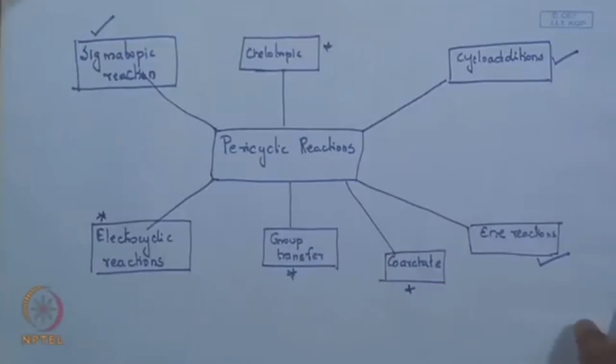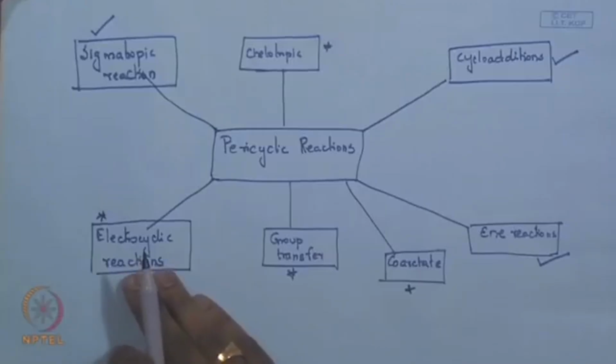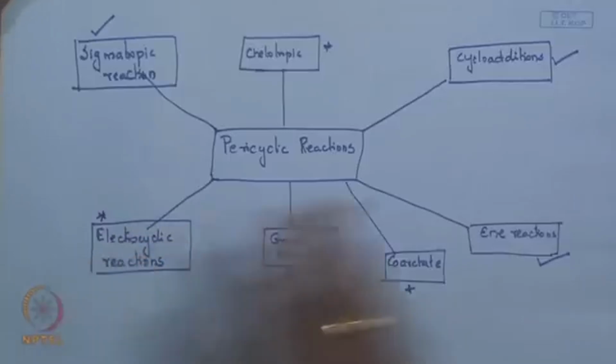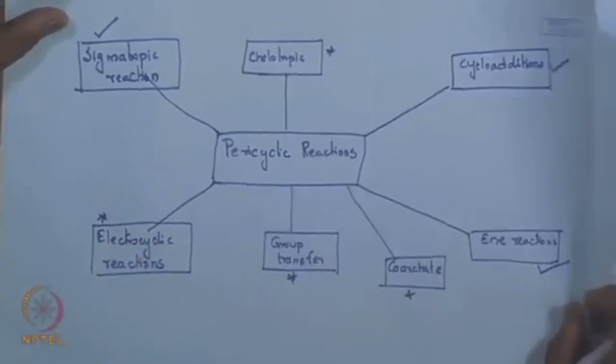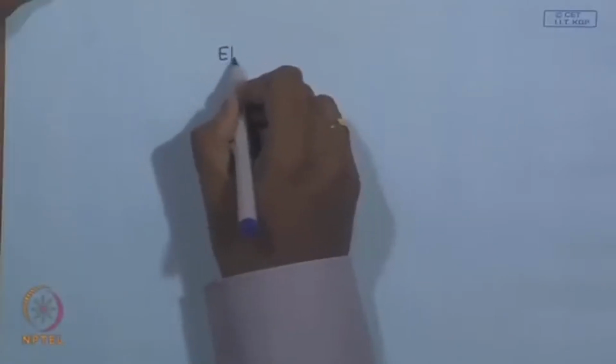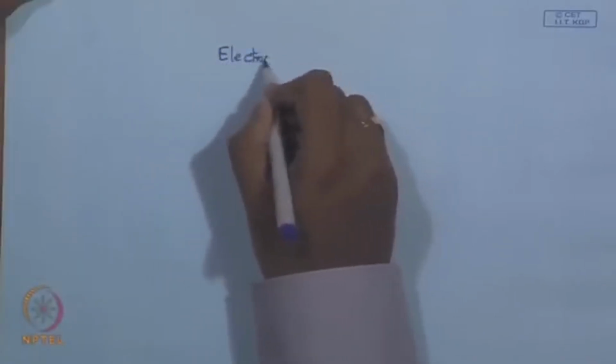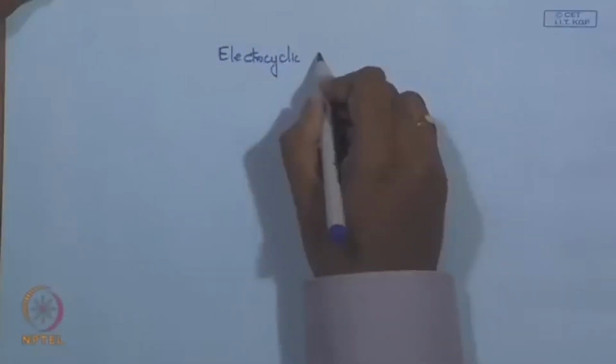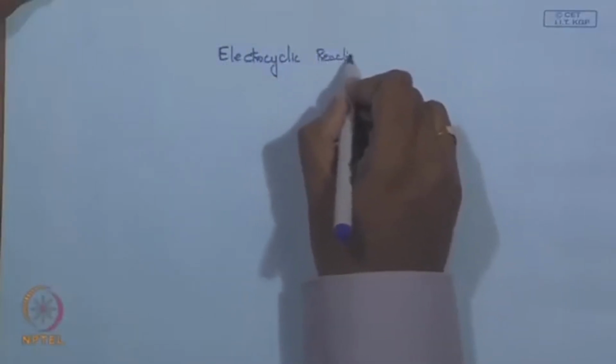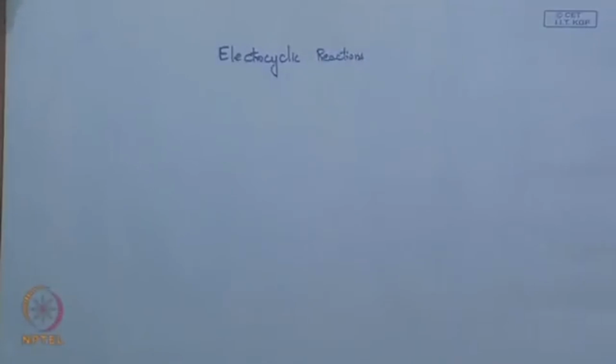For the next 2 or 3 classes, we will be focusing on electrocyclic reactions. So, these are what we are going to do in the next 3 classes. Okay. Now, we will get into electrocyclic reactions. So, basically what is an electrocyclic reaction? How do you define an electrocyclic reaction?